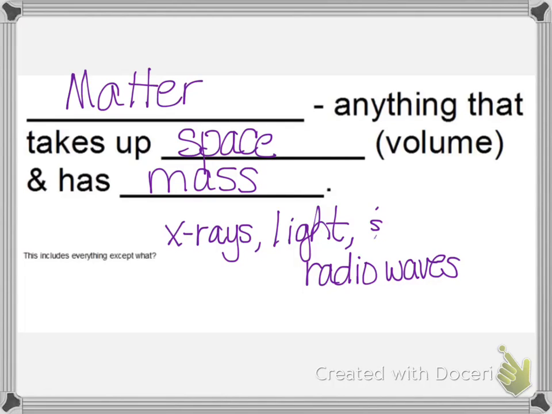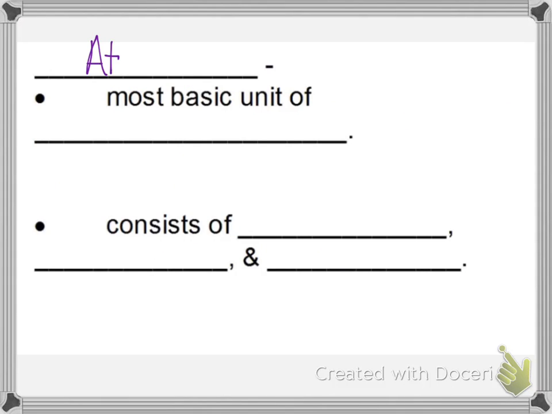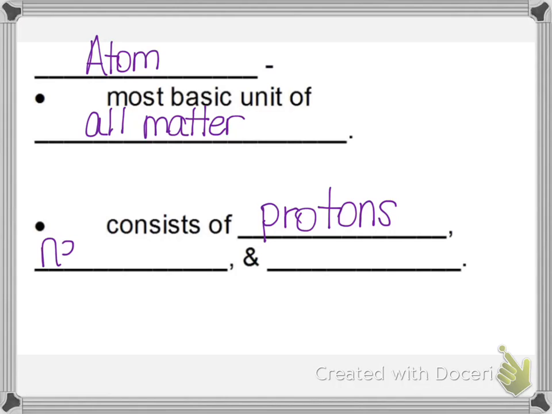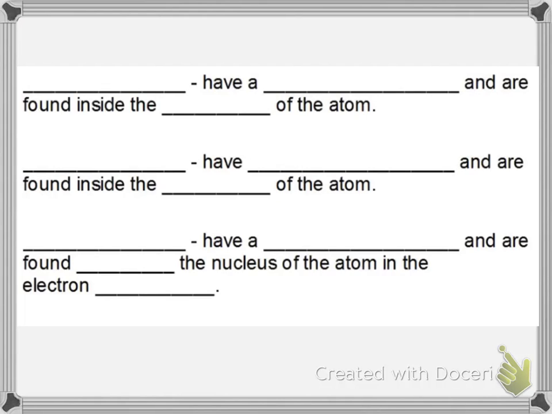The next word that we need to define is atom. You need to know that an atom is the most basic unit of all matter. So if matter has mass and volume, it is made up of atoms. Now an atom consists of three parts. They are protons, neutrons, and electrons. So here are the things you need to know about atoms. Now we're going to go into detail and talk about those three parts of the atom a little more, and then we're going to see a picture of it at the bottom.